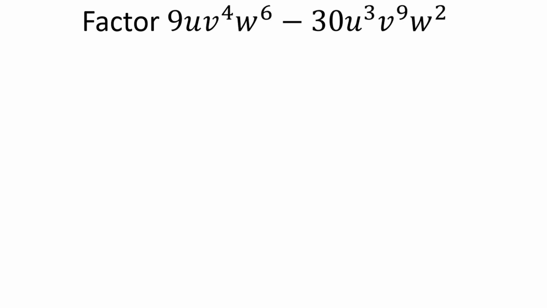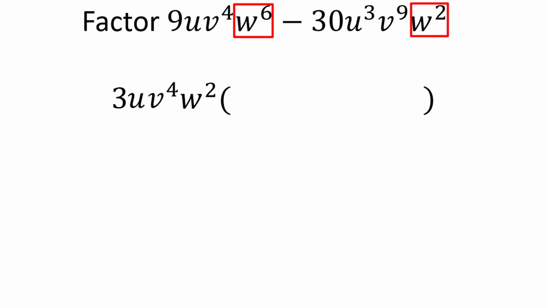Our GCF of 9 and 30 is 3. Just ignore the negative sign for now. We will worry about that later. The smallest power on u is the first power, so we factor out a u. The smallest power on v is 4. And for w, we have the second power. So the GCF is 3u v to the fourth w squared.